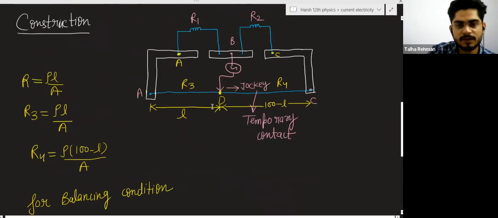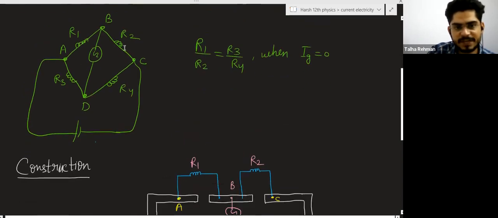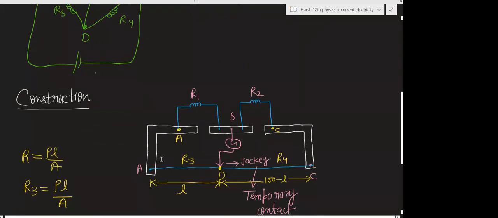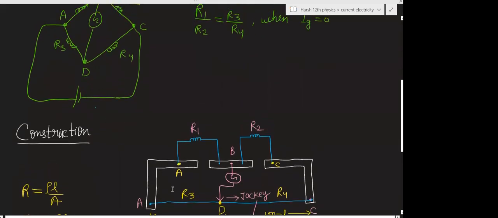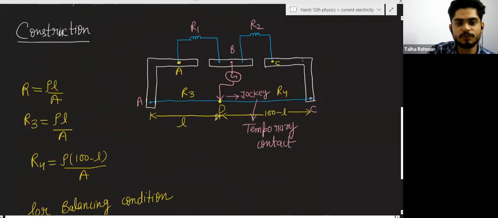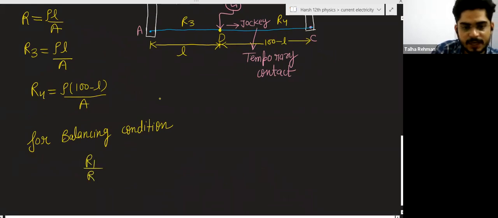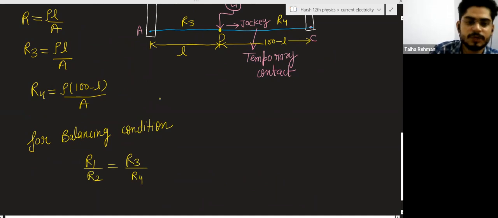Between A and B the resistance is R1, between B and C the resistance is R2, between A and D the resistance is R3, and between D and C the resistance is R4. So for the balancing condition you will write R1 divided by R2 equals R3 divided by R4.